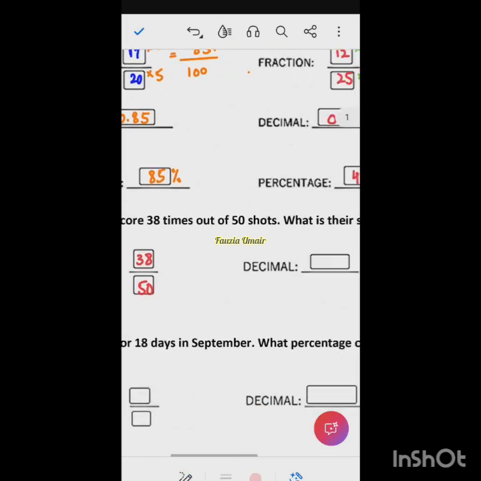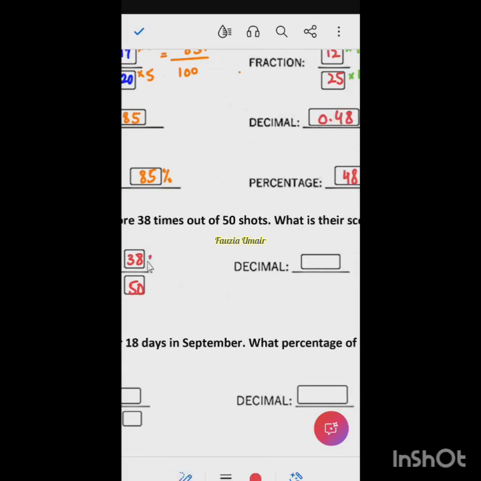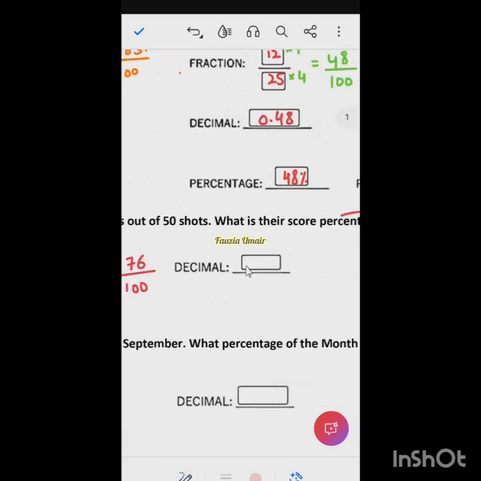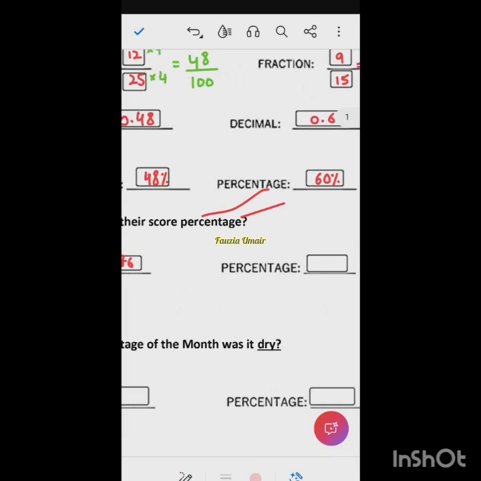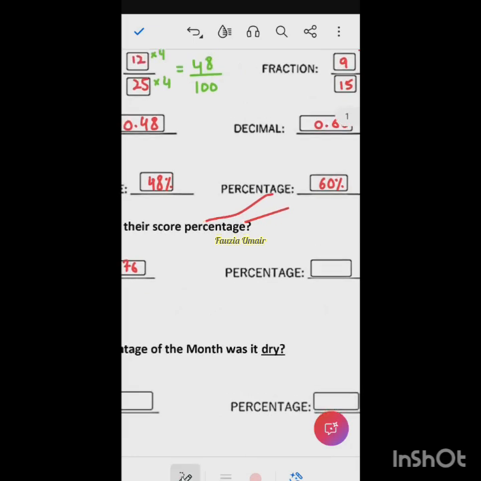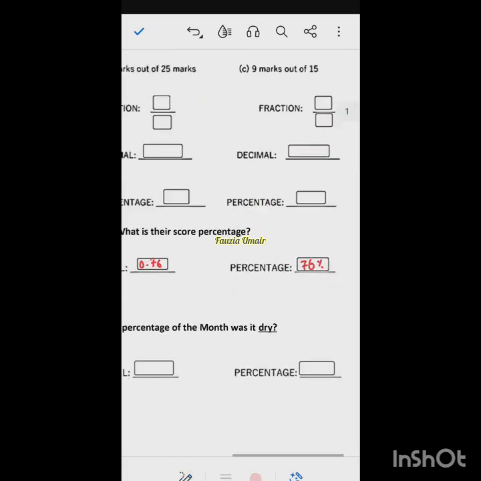Very good. So we can multiply it with 2 so that the denominator is 100. So 38 multiplied by 2 is what? 76. Very good. So what would be the decimal form? The decimal is 0.76. Very, very good. So now the percent would be? 76%. Very good. So it's better to change the denominator to 100, right?